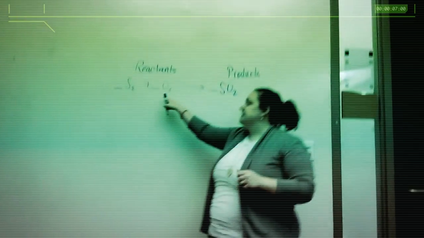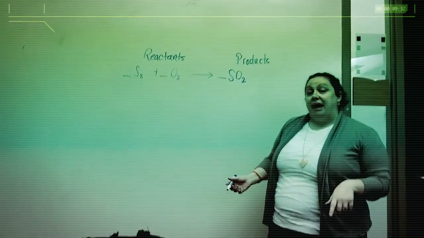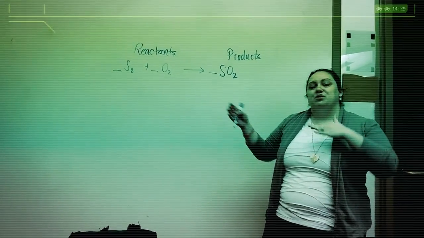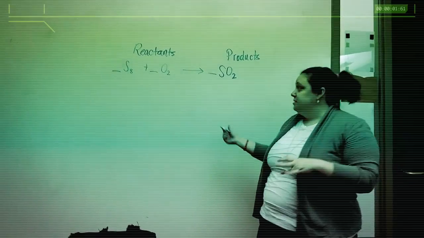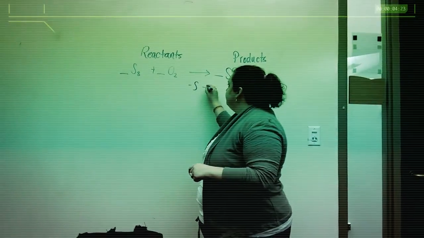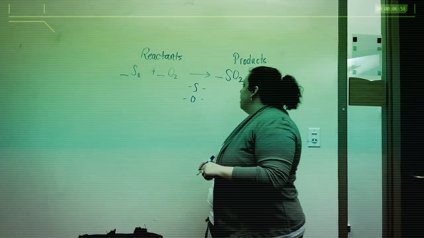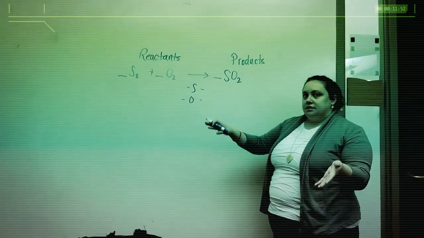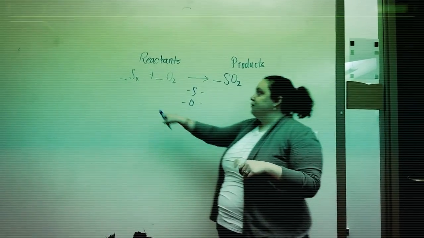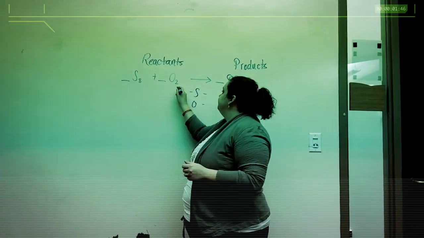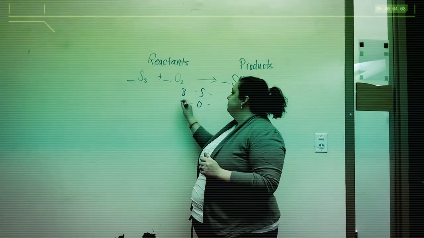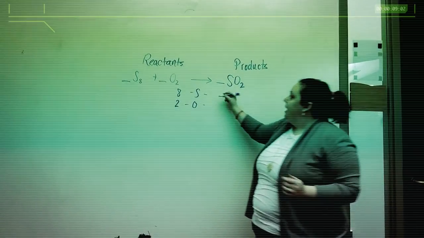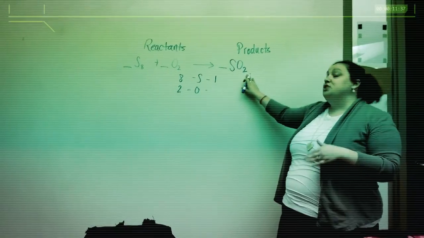Now you'll notice these little blanks that I've put in front of each. That's for when I balance, right? And so in order to balance an equation, I need to make sure that I have the same number of atoms of each element. So I'm going to give myself a little diagram here, a little chart, so I can count how many of each atom I have on my reactant side and on my product side. So for sulfur, I have 8 sulfurs. And for oxygen, I have 2 oxygens. And on my product side, I have 1 sulfur and I have 2 oxygens.